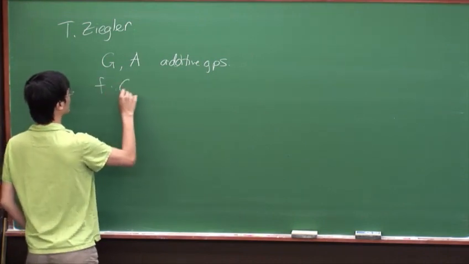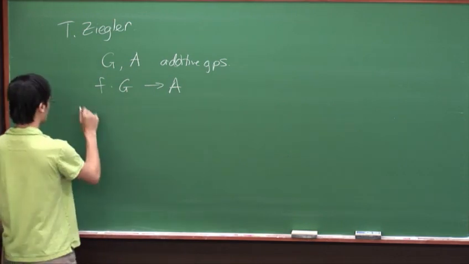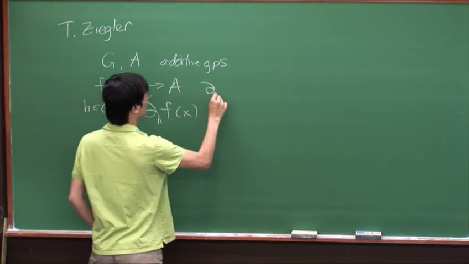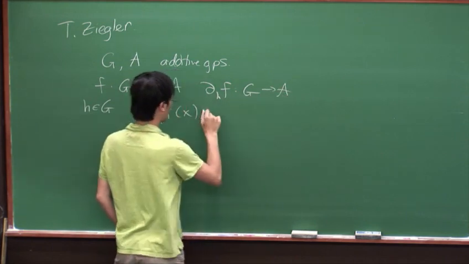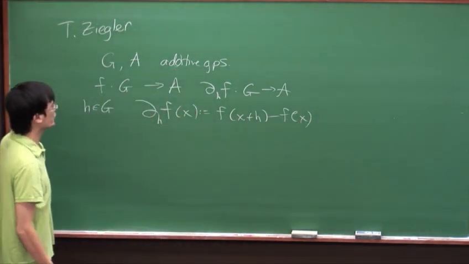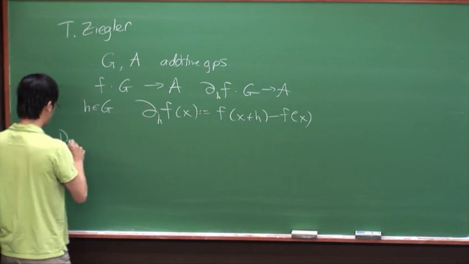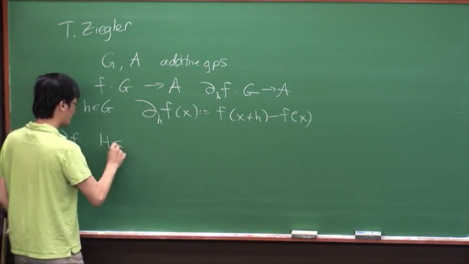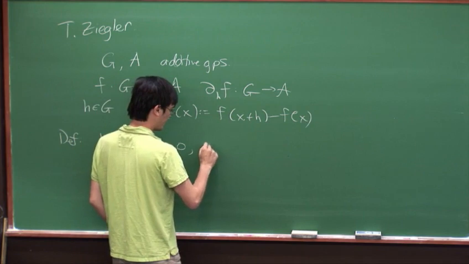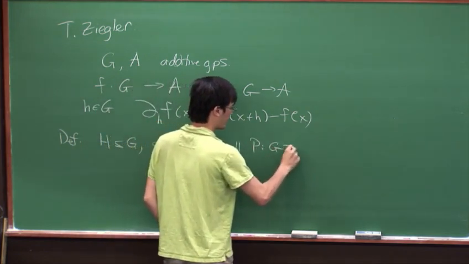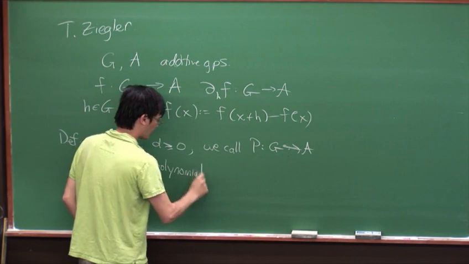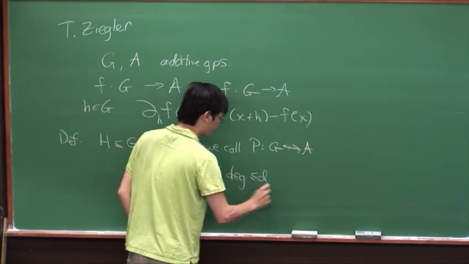And if I have a function from one of these groups to the other group, we can define derivatives. If you take any shift h in your group, you can define the derivative of f in the direction h, which is just the difference operator applied in the direction h. And so I can make a definition: if H is a subgroup of G, and d is some natural number, we call the function P from G to A a polynomial of degree at most d along H.